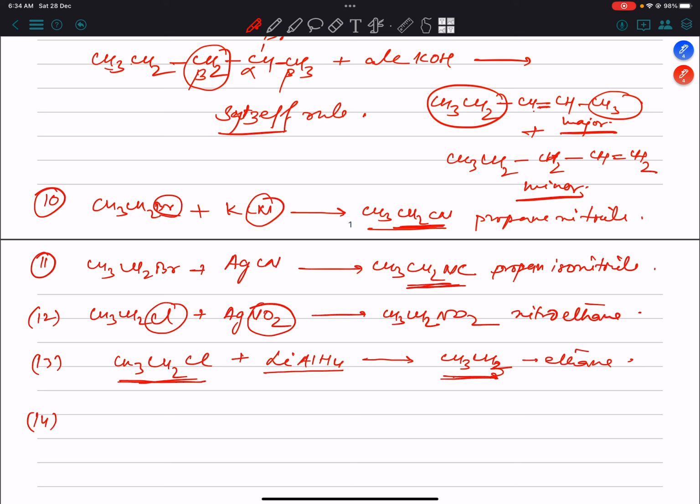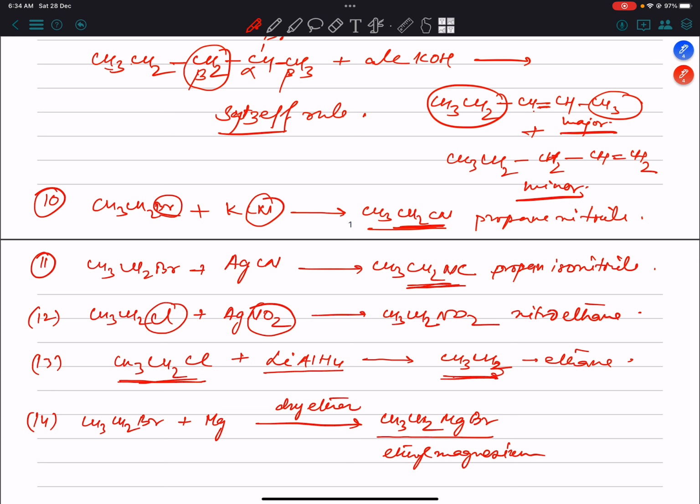Next reaction is when an alkyl halide, say bromoethane, reacts with magnesium in presence of dry ether, an organometallic compound called Grignard reagent is formed. Here the Grignard reagent is ethyl magnesium bromide.